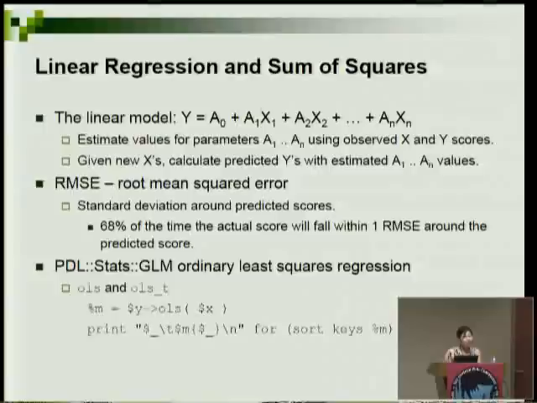And the Netflix challenge says that I'll give you $1 million if you can improve it by 10%. 10% brings it down to about 0.85. Now, 68% of the time, if they predict that you're going to get a score of 4, your score is going to fall between 3.15 to 4.85, still a pretty wide range. And guess what? It took a group of people at Bell Labs over 2 years to get there. Prediction is hard business.